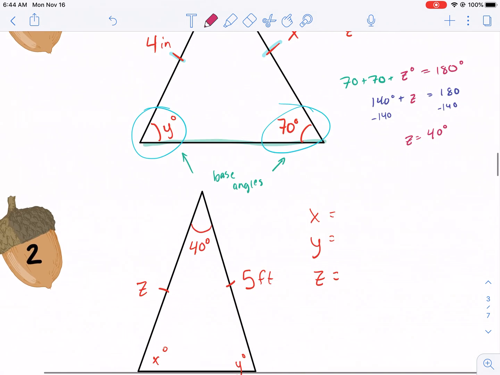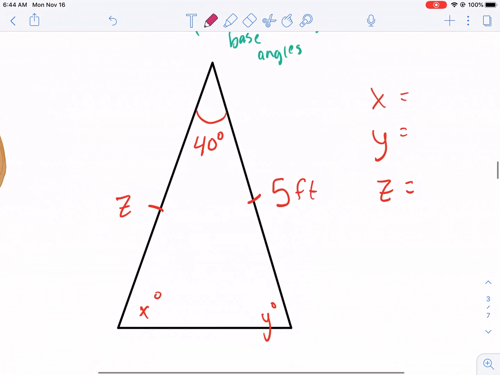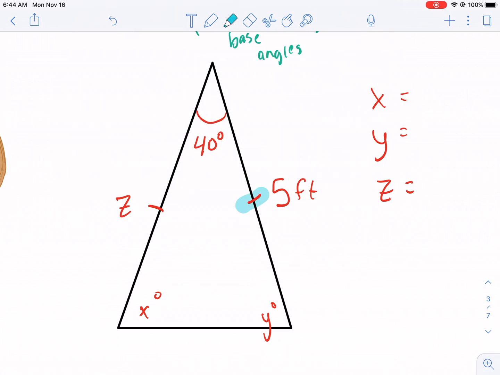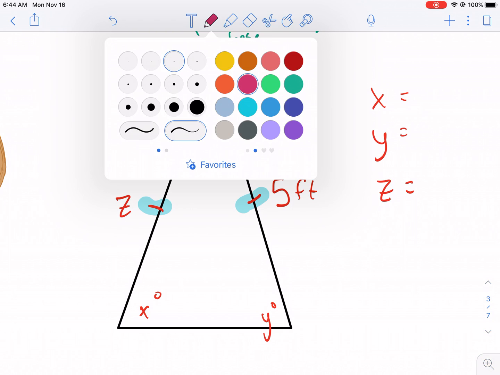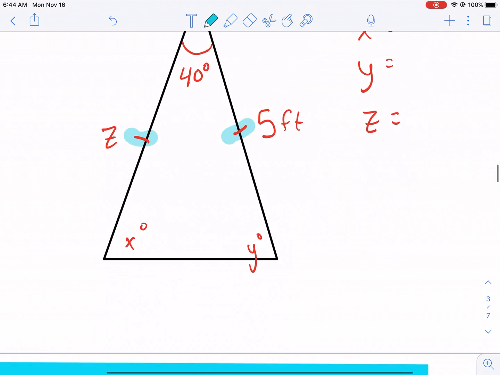Z equals 40. Okay, now we have a different isosceles triangle. This time we have it equal to 5 degrees, not 5 degrees, 5 feet. Okay, so we know that z is also going to be equal to 5. It's an isosceles triangle, so we're going to say 5 feet there. Now we have to find the base angles. Now we don't know the base angles, but we know the vertex angle. So these are the base angles.